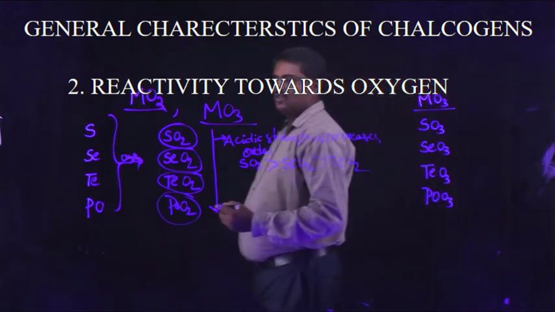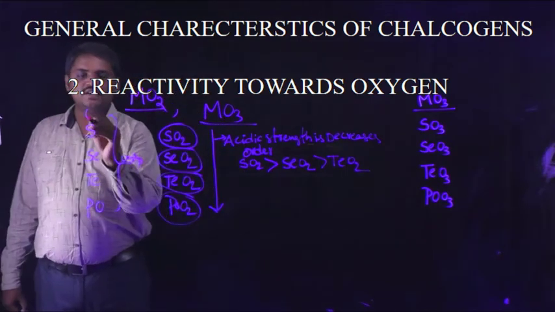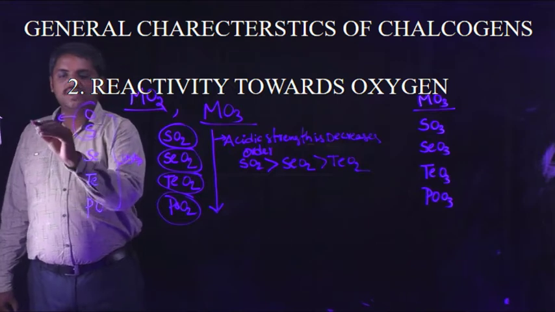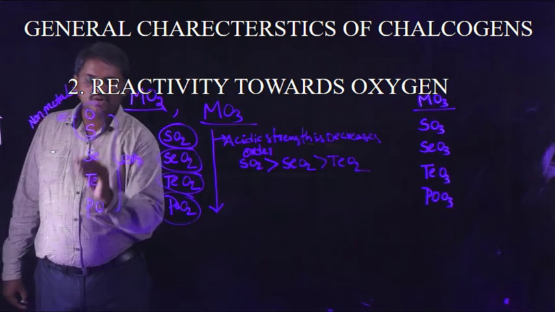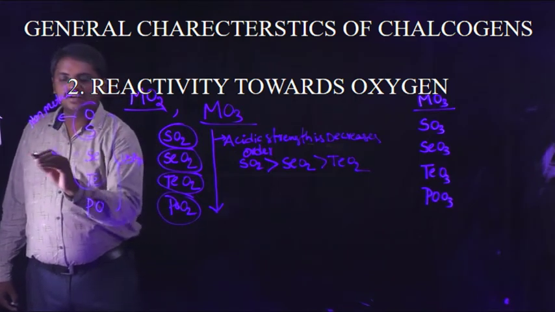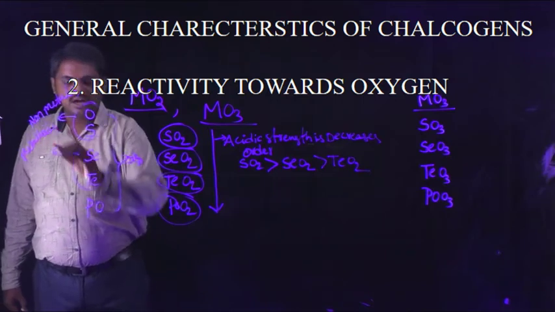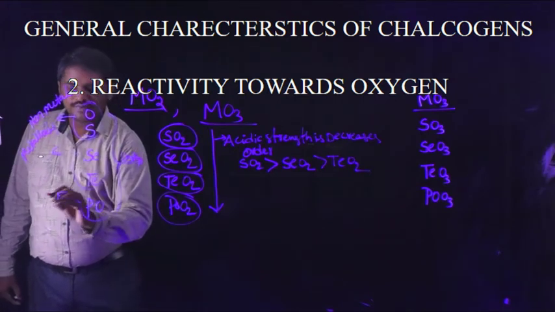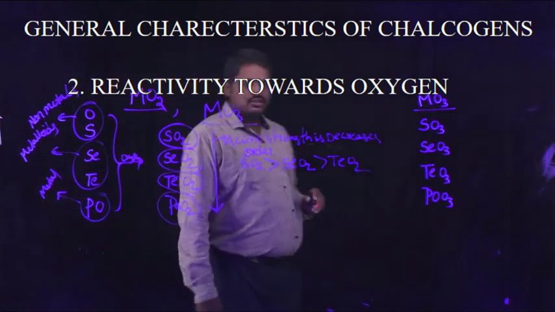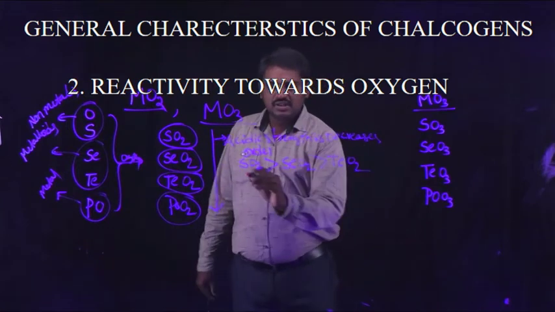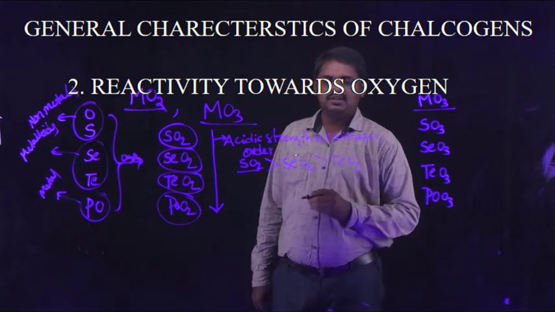Generally, 16th group elements are oxygen, sulfur, selenium, tellurium and polonium. Oxygen and sulfur are non-metals. Selenium and tellurium are metalloids. And polonium is a pure metal. So sulfur dioxide exhibits more acidic character compared to the others.